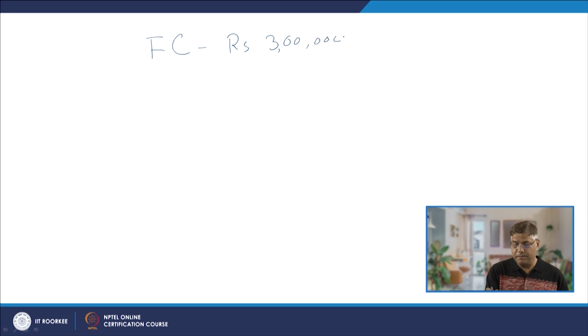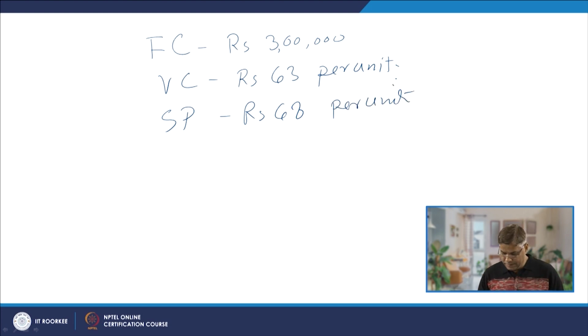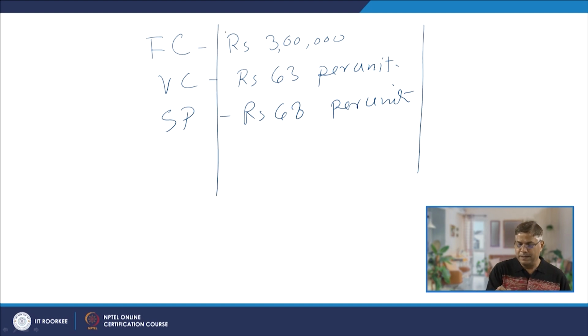So, now here if we see an example, in a particular example, say the fixed cost for producing few items is rupees 3 lakhs, and the variable cost to produce per unit is 63 rupees per unit, and the selling price SP is rupees 68 per unit. This is for, say, site A.